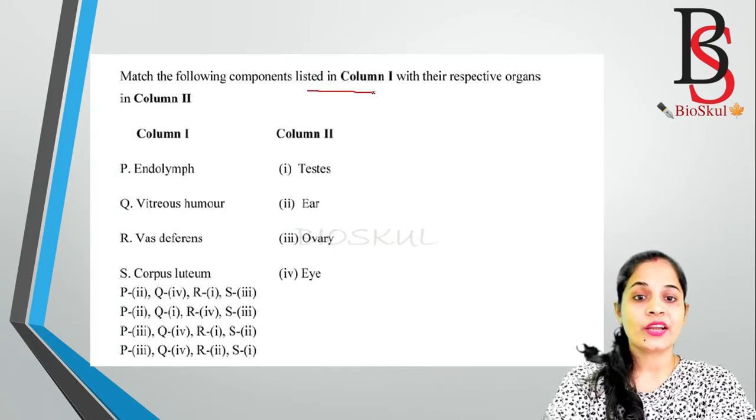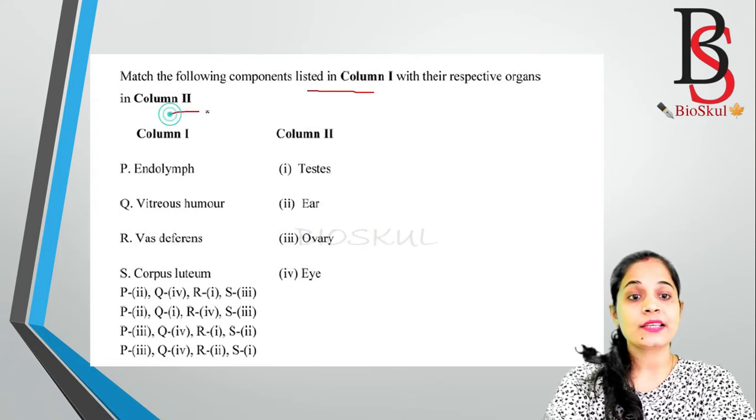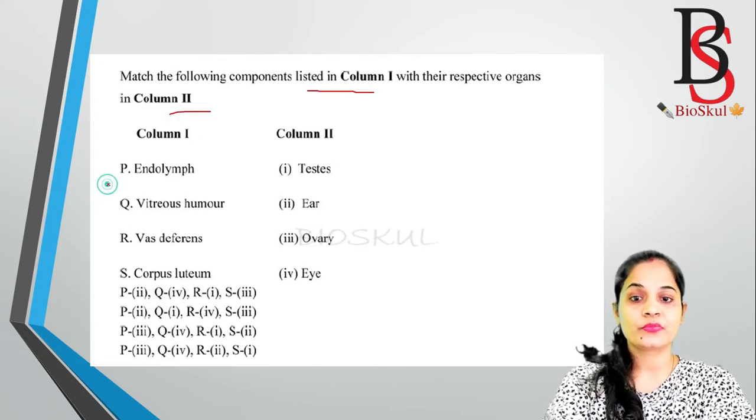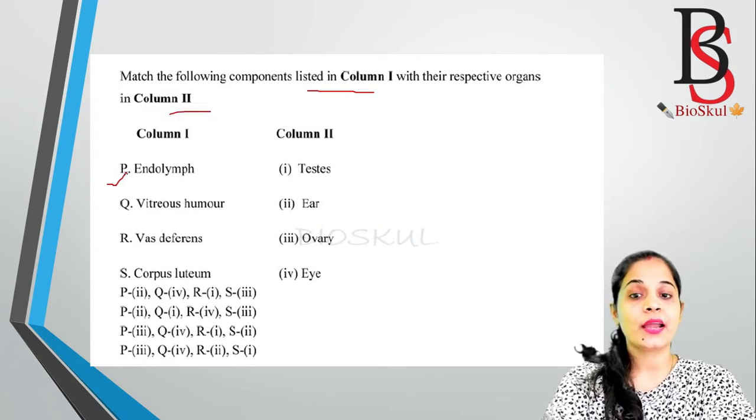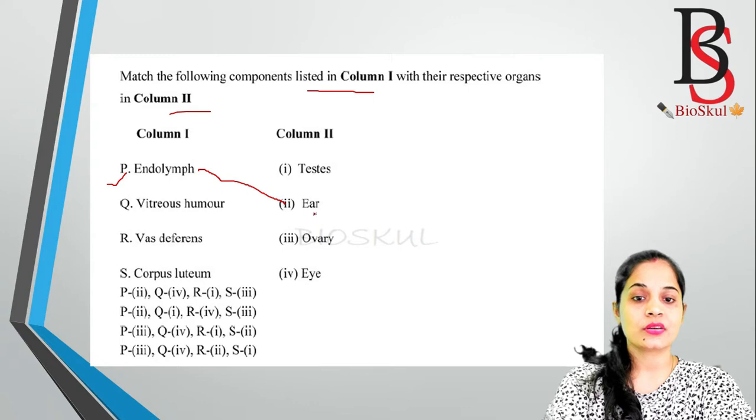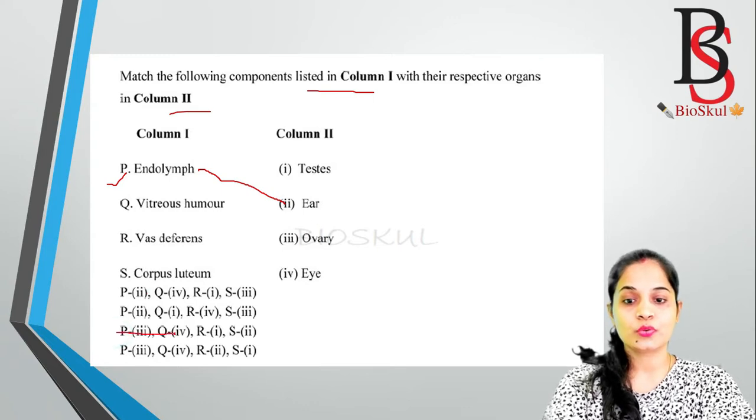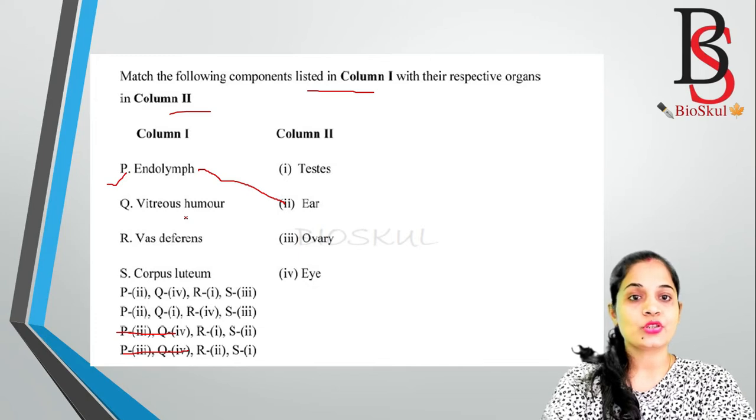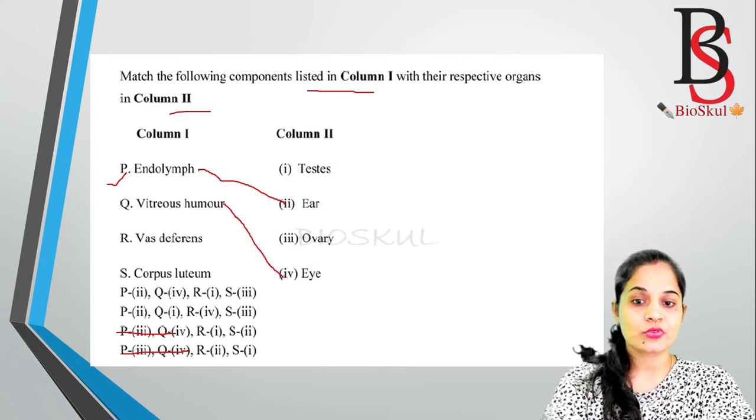Match the following components listed in column 1 with their respective organs in column 2. Column 1 has the endolymph. Endolymph is present in which organ? It is present in the inner ear. So P is option 2. So let's cancel these two. Vitreous humor is a fluid-like structure present in the space between lens and retina of the eyes. So vitreous humor, Q, will be 4. The correct answer will be option 1.